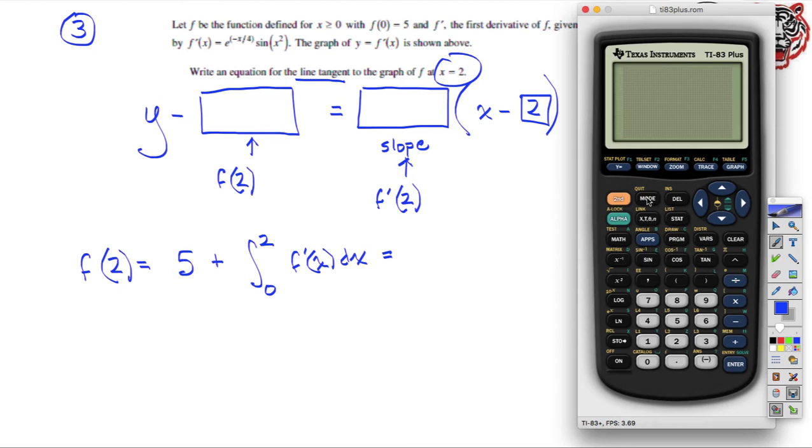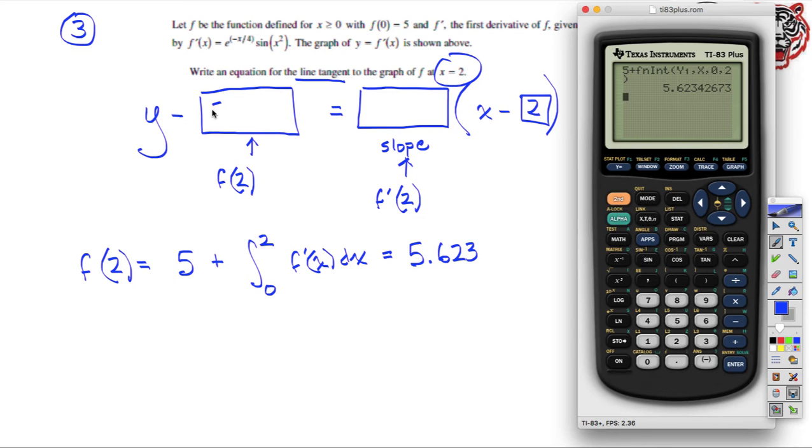Let's get out of that. And now we're going to enter this equation. So 5 plus, and then the integral. How do we calculate the integral? What Math operation? Math 9. Vars, enter, Vars right, enter, enter. With respect to x from 0 to 2. There it is, and we get 5.623.